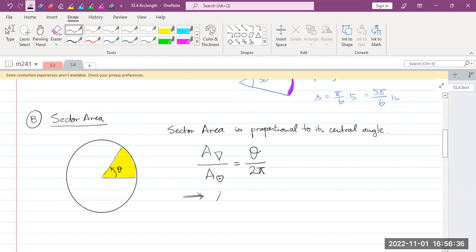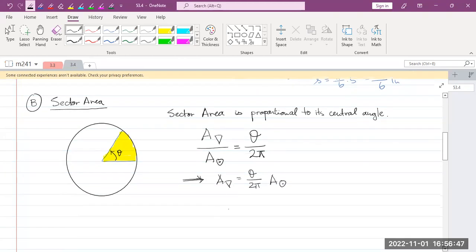Consequently, the sector area equals theta over 2 pi times the area of the circle. Now, the area of the circle is pi r squared. Notice that the pi then cancels. Therefore, the sector area is 1/2 times theta r squared.